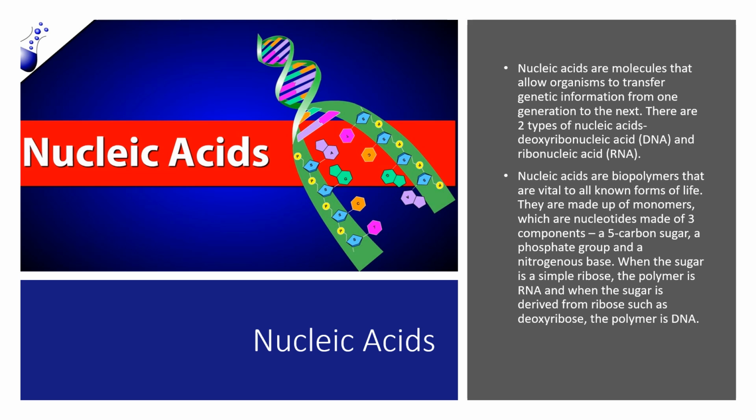Nucleic acids are biopolymers that are vital to all known forms of life. They are made up of monomers, which are nucleotides made of three components: a 5-carbon sugar, a phosphate group, and a nitrogenous group. When the sugar is simple ribose, the polymer is RNA, and when the sugar is derived from ribose, such as deoxyribose, the polymer is DNA.